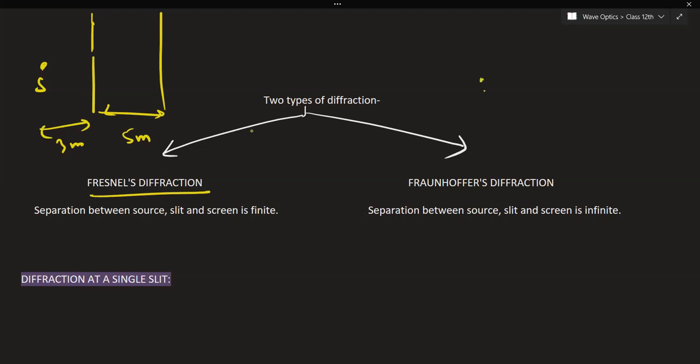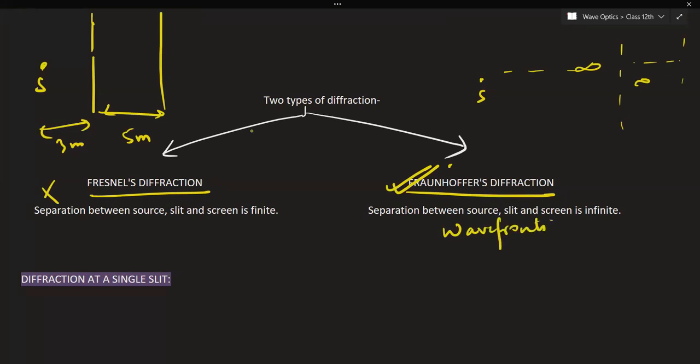If it is infinite, source is somewhere at infinity distance, you're getting the slit, then at infinity distance, you're getting the screen. That type of diffraction is known as Fraunhofer's diffraction. And Fraunhofer's diffraction is a part of your syllabus. No need to go into the details of Fresnel's diffraction. Fraunhofer's diffraction are basically like wavefronts for distant sources. Best example is you can take the example of plane wavefronts.